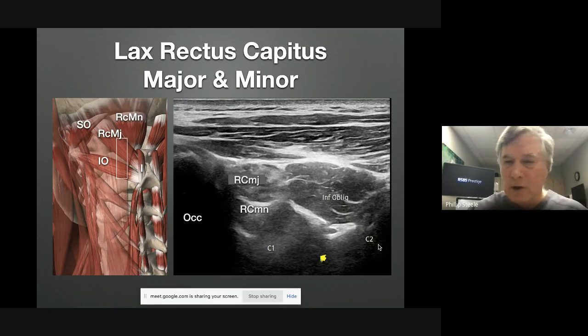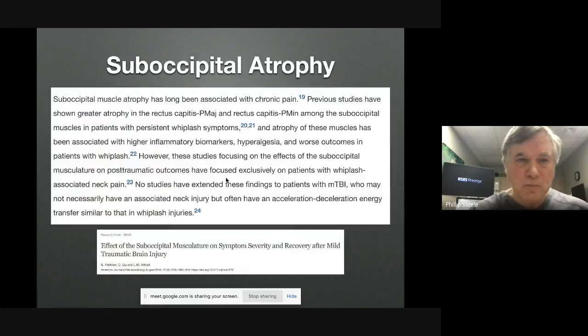Here's my view. This is my fascial layer separating 3 from 4. Here's C1, and then this is rectus capitis minor. Here's major lying over the top, and here's inferior oblique. I'll routinely measure the muscle mass here for people with chronic neck pain to help guide my therapy down the road. And again, this is a dangerous area to play in if you don't have the skills.